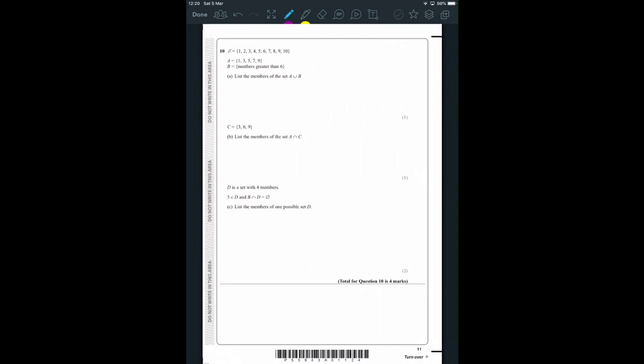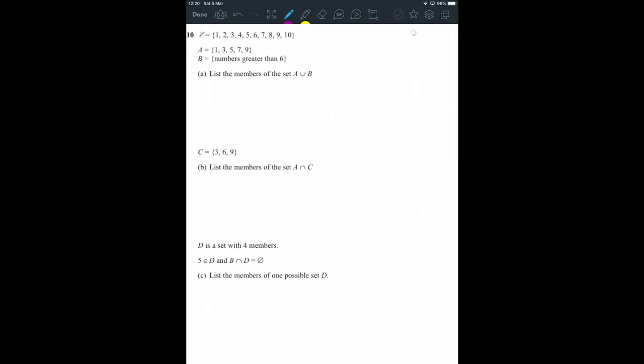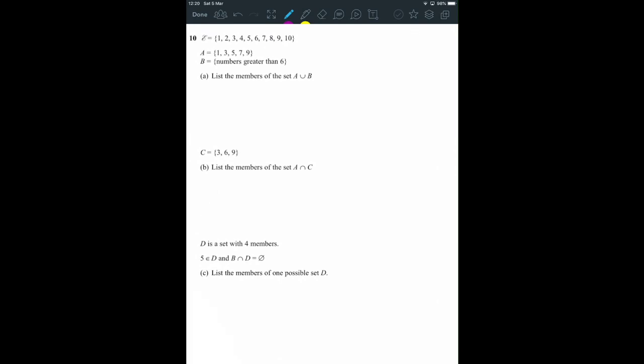Set theory. Our universal set is the numbers from 1 to 10. A is the odd numbers, B are numbers bigger than 6. The U shape is the union. So that's stuff which is in either or both.